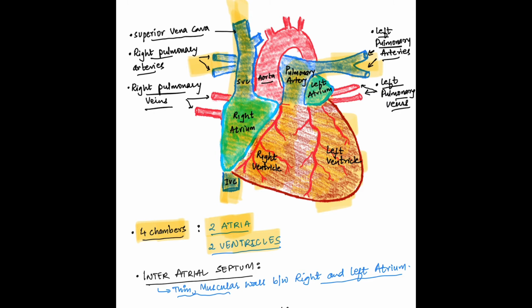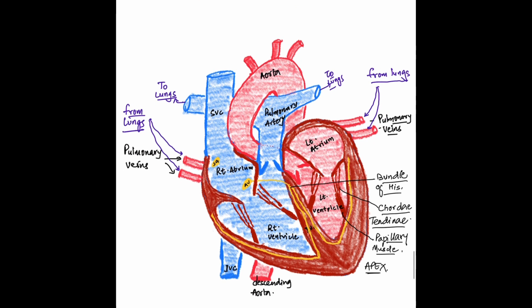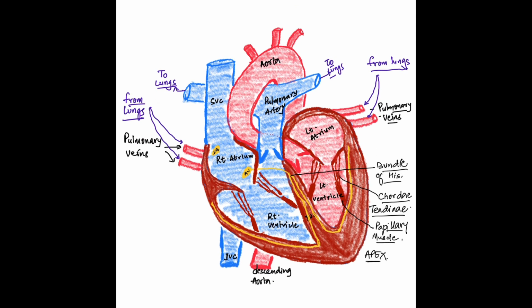Blood gets oxygenated in the lungs and oxygenated blood returns to the heart by pulmonary veins. The right pulmonary veins and the left pulmonary veins both drain into the left atrium. From the left atrium, this oxygenated blood goes to the left ventricle. The left ventricle pumps this blood into the aorta, which supplies the different parts of the body. Now let's cut open this heart and see how it looks from the inside.